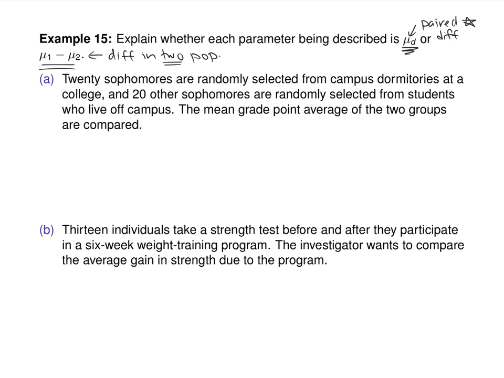So we have 20 sophomores randomly selected from campus dormitories at a college, and 20 other sophomores randomly selected from students who live off campus. So we have people in dorms, people off campus, and we're going to compare the mean GPAs of the groups. So is there any natural pairing, like you put a sister in the dorm and a sister in the off-campus housing? No. So these are two different groups. In which case we're looking at mu1 minus mu2, as in average GPA group 1 minus average GPA group 2.